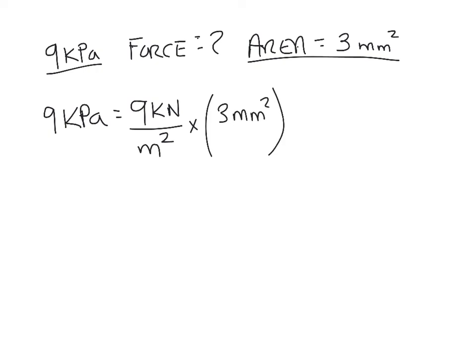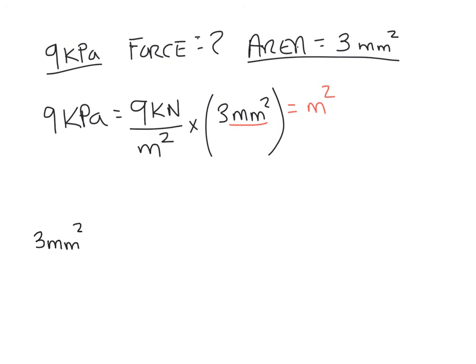Well, that is not consistent units. This value here is in meters squared, and this is in millimeters squared. So they won't cancel out. So what I need to do is to have consistent units. So that would mean I need to make the 3 millimeters squared into meters squared. And how do I do that? So let's convert 3 millimeters squared down here.